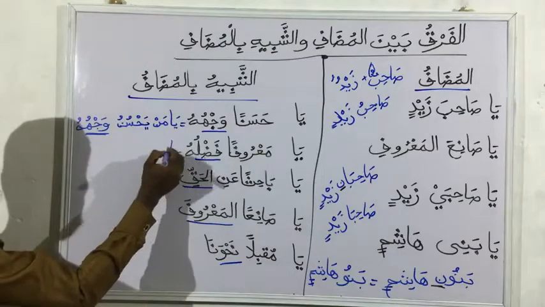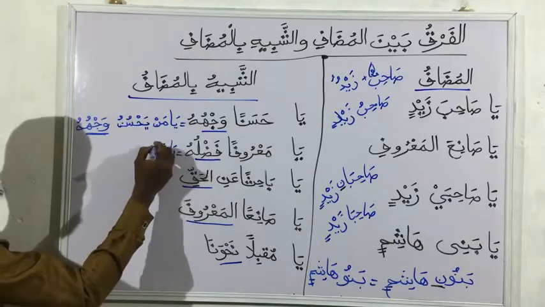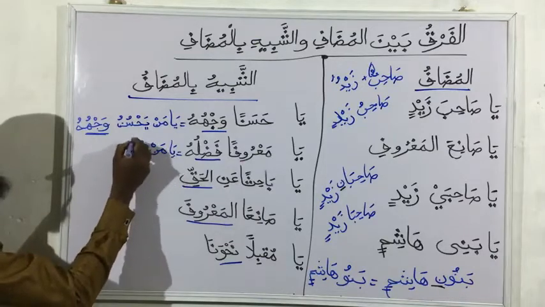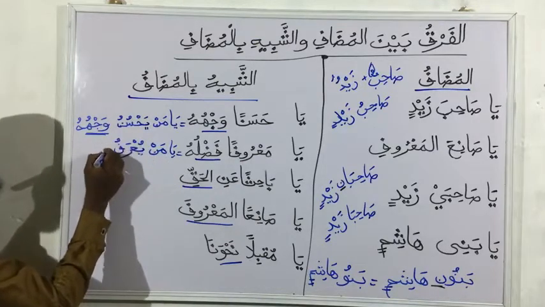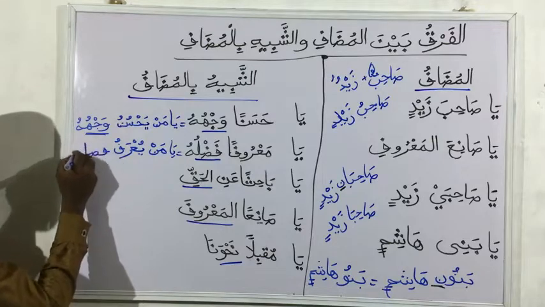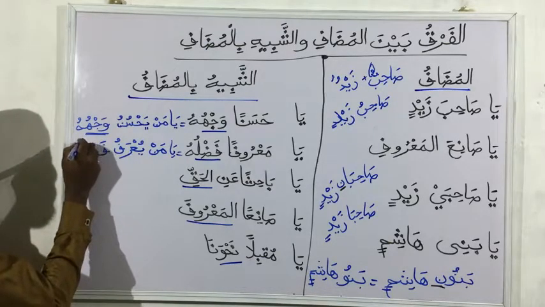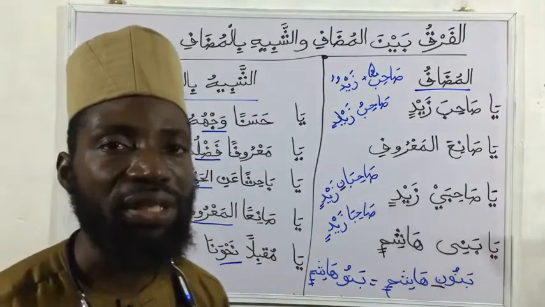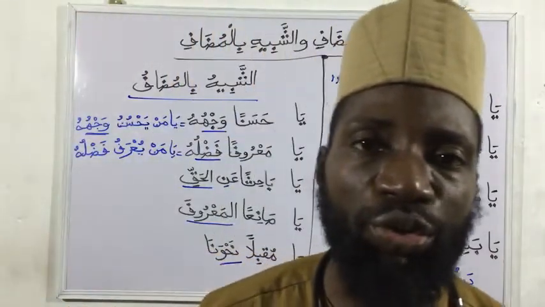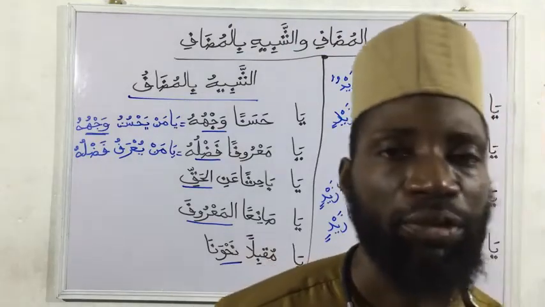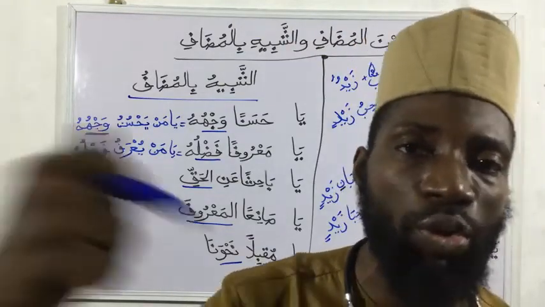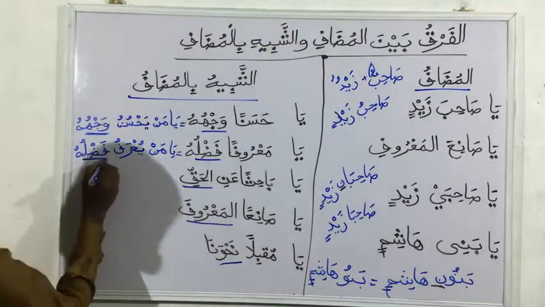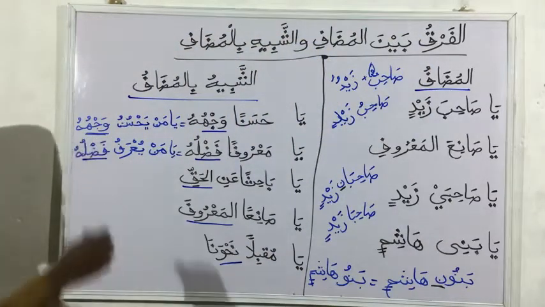Ya man, ya man. This one now becomes what? Yu'rafu, ya man yu'rafu fadluhu. Can you see? Oh, you whose bounty is known. Oh, you whose virtue is known. Do you get now? So what is our fadlu now? It is naibul fa'il. The first one here is fine.